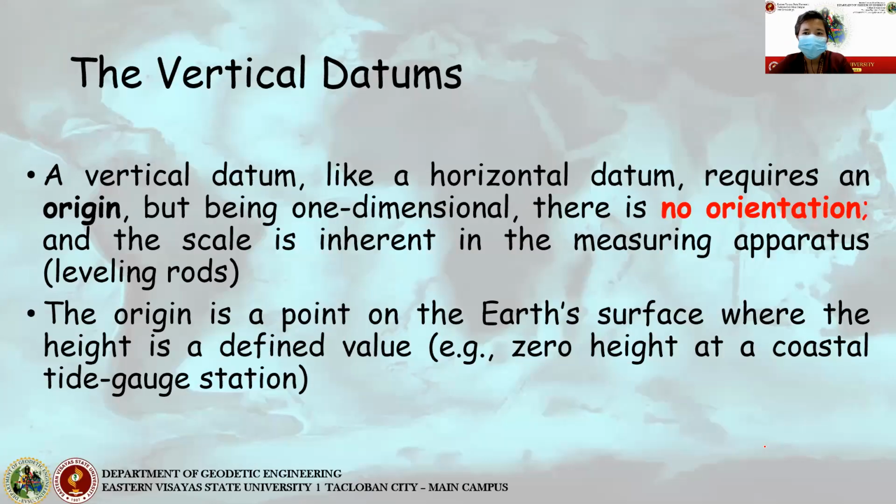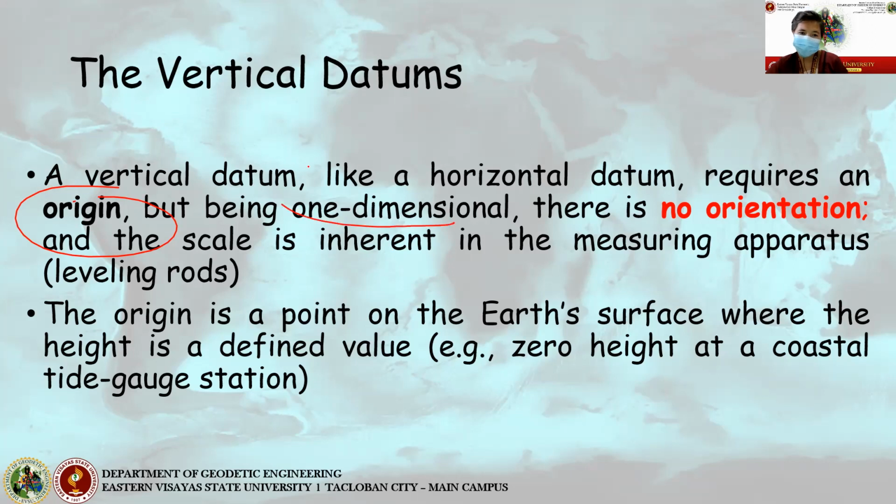Okay. So how about the vertical, or the height? How is this going to be determined? The vertical datum, similar to the horizontal, requires an origin. So where are we going to find the origin of the height? Where do we start measuring height? Are we going to start at the bottom or at the center of the earth? Or are we going to use another point or alternative origin for measuring the elevation or height of a point on the surface of the earth?